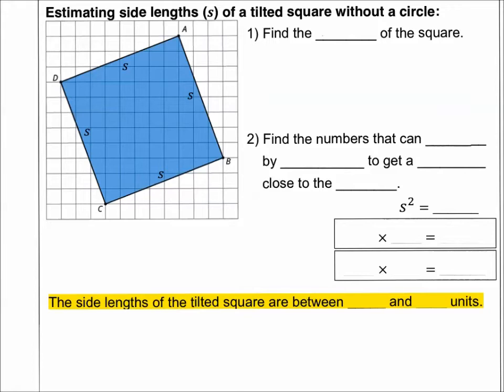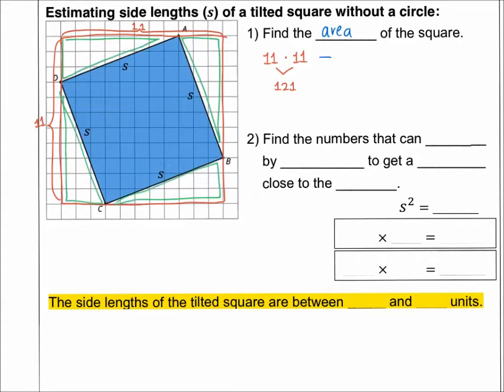In that case, we can estimate the side lengths of a tilted square by using our knowledge of exponents. First, we would need to find the area of the tilted square, which again involves drawing that outer square with the easier area to find and subtracting those right triangles bordering the tilted square from that, and that will give us our area of the inner tilted square.